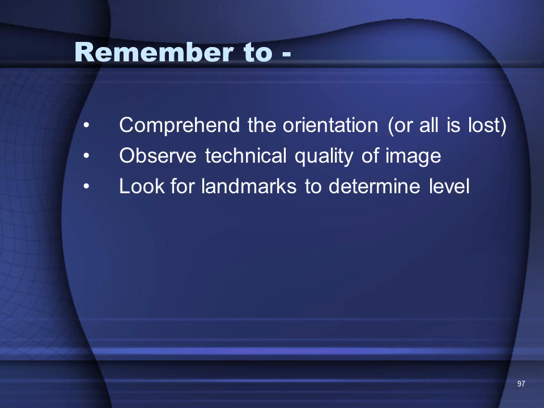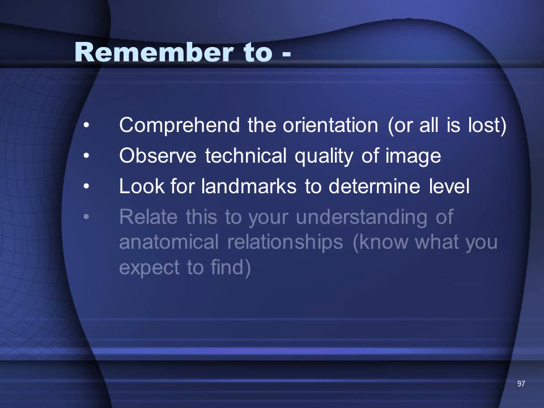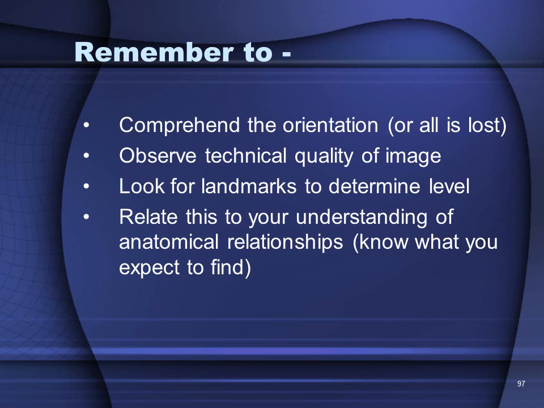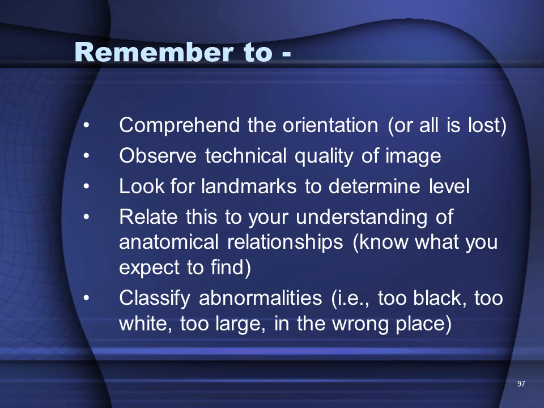Look for landmarks to determine the level, to determine where you are in the body. And relate this to your understanding of anatomical relationships. So you need to know what you expect to find, so that when you find something that's abnormal, you realize it's there. And you want to classify the abnormalities. And remember, our classifications are too black, too white, too large, or in the wrong place. And too large or in the wrong place rely on your knowledge of human gross anatomy and anatomical relationships.